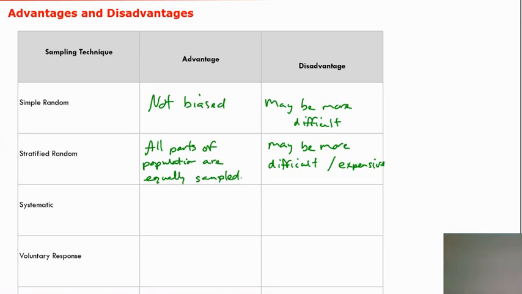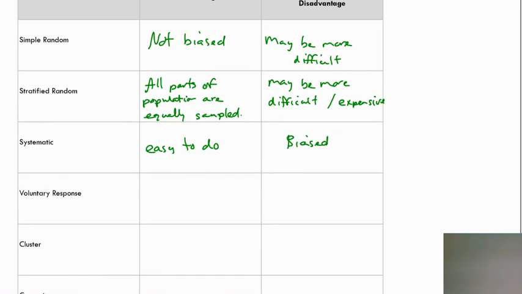So, all right, systematic. Well, again, things are already in place. They're easy to reach out to. You kind of have a way of saying, oh, every second person or every 10th person that we're going to talk to. So they're usually easy to do. However, their disadvantage is they can be biased because you're taking from the bigger, similar group. You're just taking every second or third or fourth or every fifth person in that group.